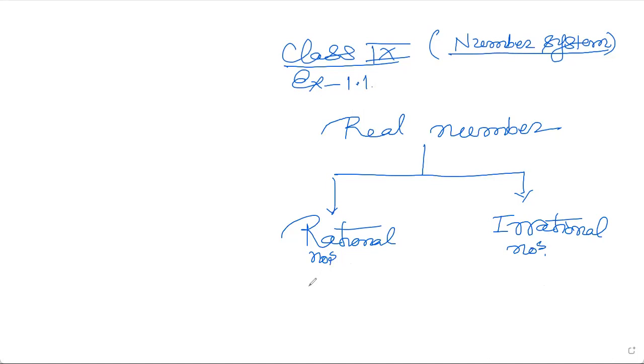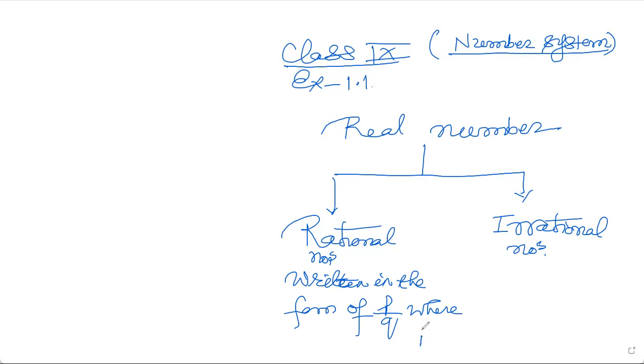A rational number is written in the form of p upon q, where p and q both belong to integer and q should not be equal to 0, otherwise it will go undefined. Something by 0 becomes undefined. This is the definition and this is the form of rational numbers. So any number written in the form of p upon q, where p and q both belong to integer and q is not equal to 0, is called a rational number.